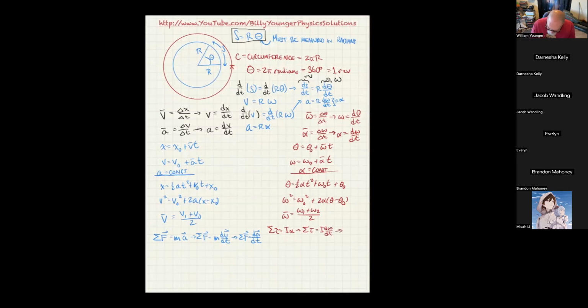And lo and behold, the summation of the torques could equal dL dt, where all of a sudden I decided to put vectors in again. So that's the angular momentum in this case. And we've introduced new quantities. For instance, this quantity is called torque. This is called moment of inertia.